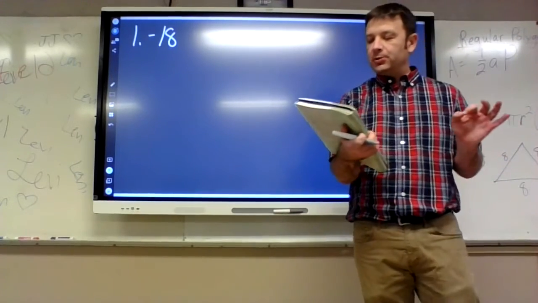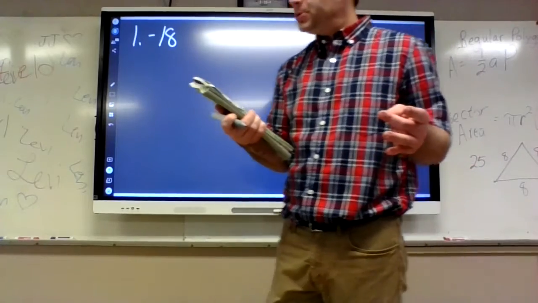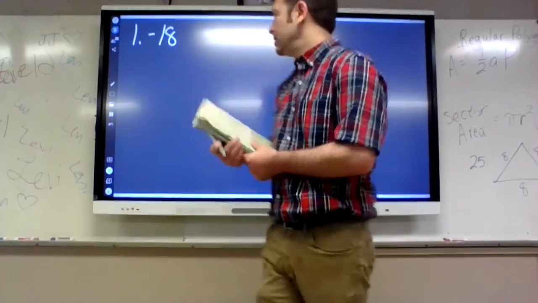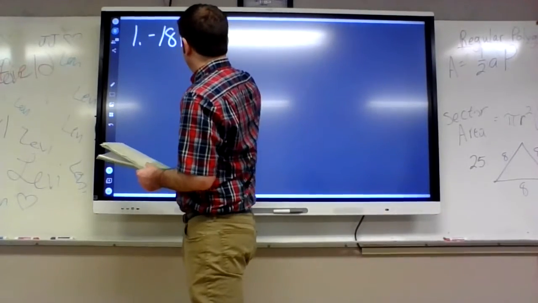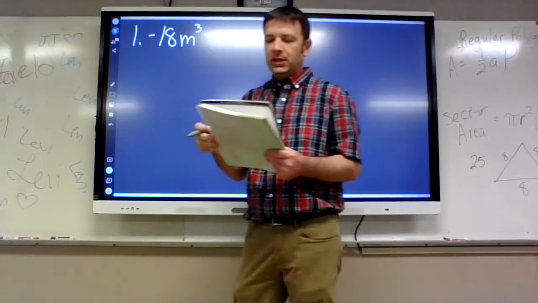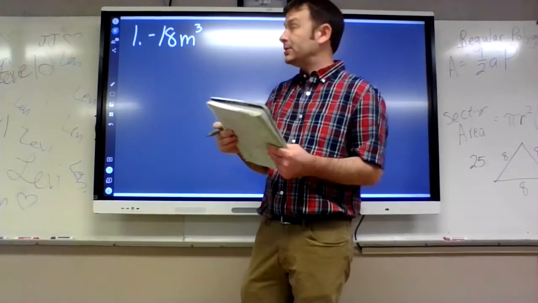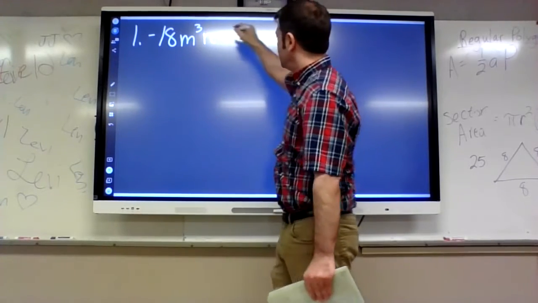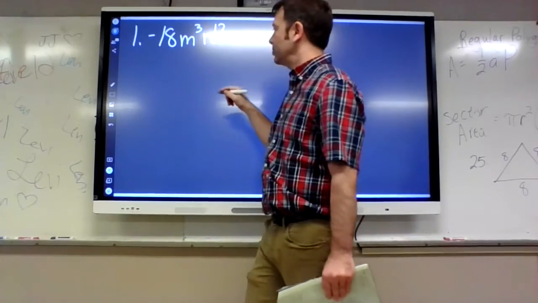Okay, number 1, so 6 times -3. What's n squared times n? N to the third, right. Just add the exponents. What's n^5 times n^7? N^12, correct. That's number 1.